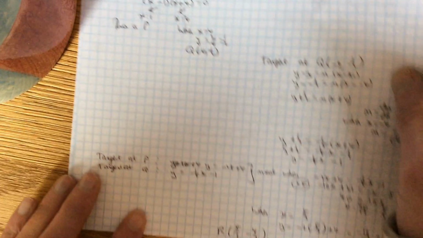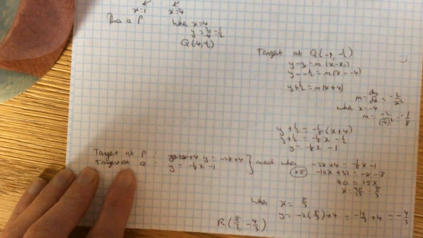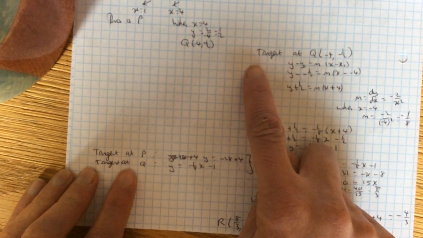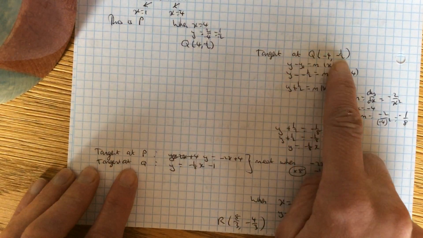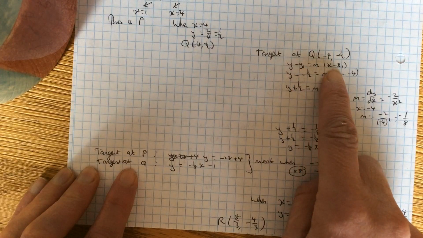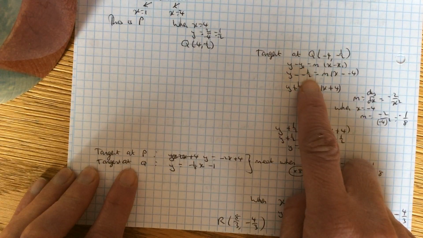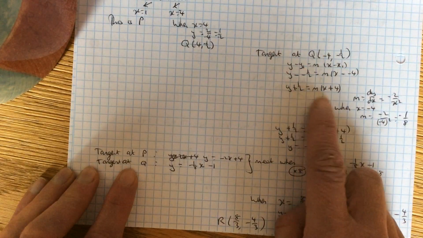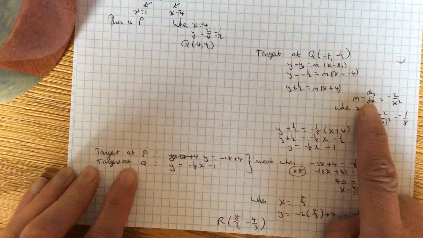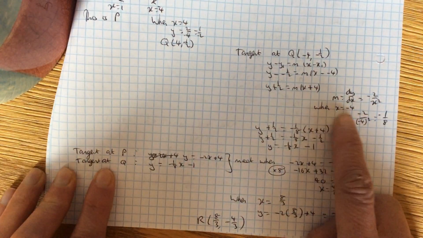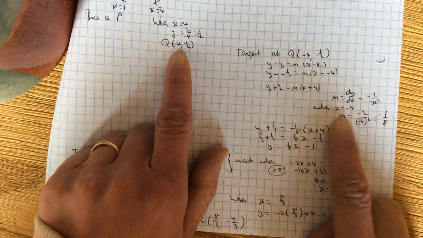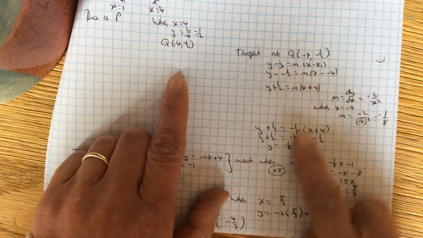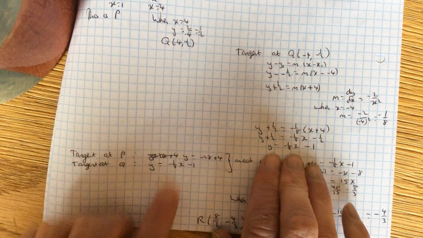So I've got to do the tangent at P and the tangent at Q. Now at the minute I don't have the tangent at Q, so I'll go over here to work out the tangent at Q. There's a tangent formula. Put Q in, put your Q coordinates in. Work out your M. M is when you differentiate. So at Q, X is minus 4, so that's your M value. Put it in. So that's your tangent at Q.